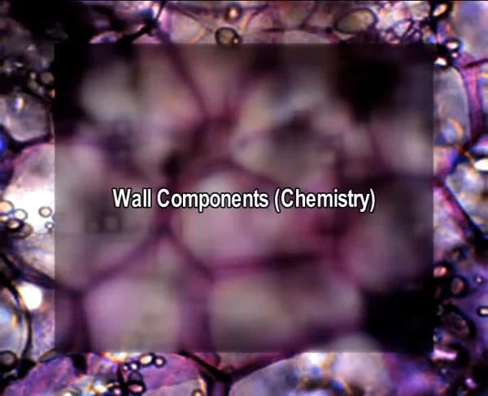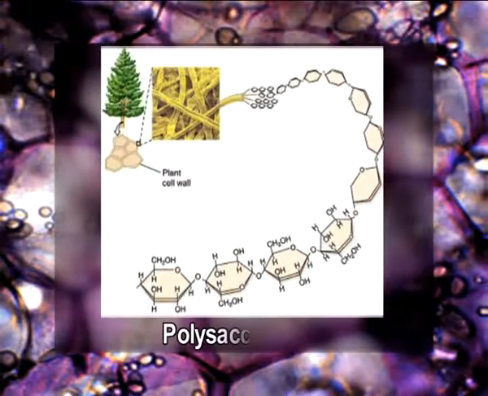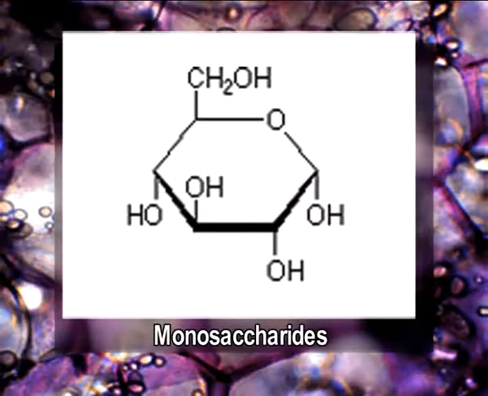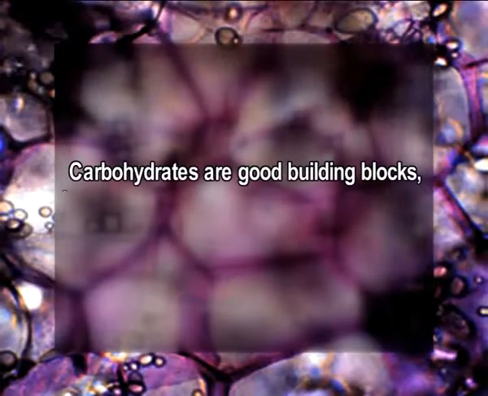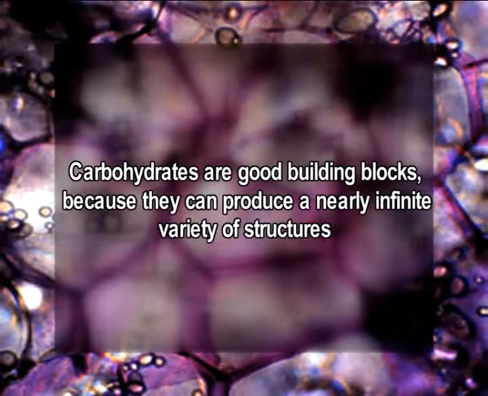Now we will learn about the wall components, that is, the chemistry of the cell wall. The main ingredients in the cell wall are polysaccharides, which are built from monosaccharides or simple sugars. Eleven different monosaccharides are common in these polysaccharides, including glucose and galactose. Carbohydrates are good building blocks because they can produce a nearly infinite variety of structures. There are a variety of other components in the wall, including protein and lignin. Let us look at all these wall components in detail.